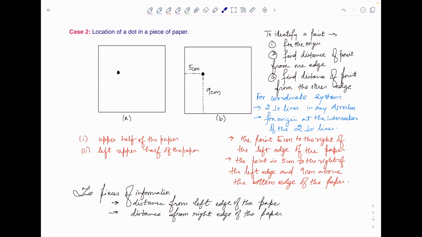I will repeat this part in the second chapter, in the second video, but here I am telling you: first we will fix the origin at the intersection of the two perpendicular lines, and for that is the second part. First we have to draw two perpendicular lines in any direction.